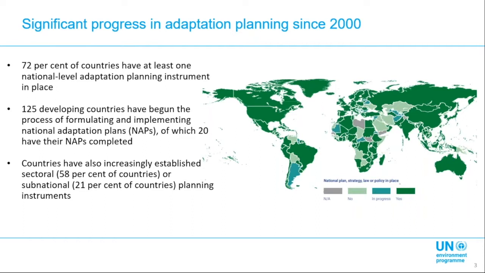So what have we seen? In terms of quantity, there has been significant progress in adaptation planning since 2000. As of today, 72% of countries have at least one national level adaptation planning instrument in place that can be a plan, but also policy or law. We've also seen 125 developing countries have begun a process of formulating and implementing a national adaptation plan. Out of those, 20 have already completed their NAP. And finally, we also have around 58% of countries that have established sectoral adaptation plans and around 21 having subnational planning instruments.